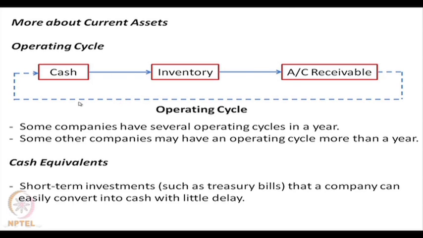Normally it is within a year, but some companies have several operating cycles in a year. Some companies may be very lucky, in 2-3 months time they may be able to convert inventory into cash and then to inventory, but some companies may take longer than 1 year. So, this is the meaning of operating cycle. We also sometimes talk about cash equivalents as short term investments such as in treasury bills.